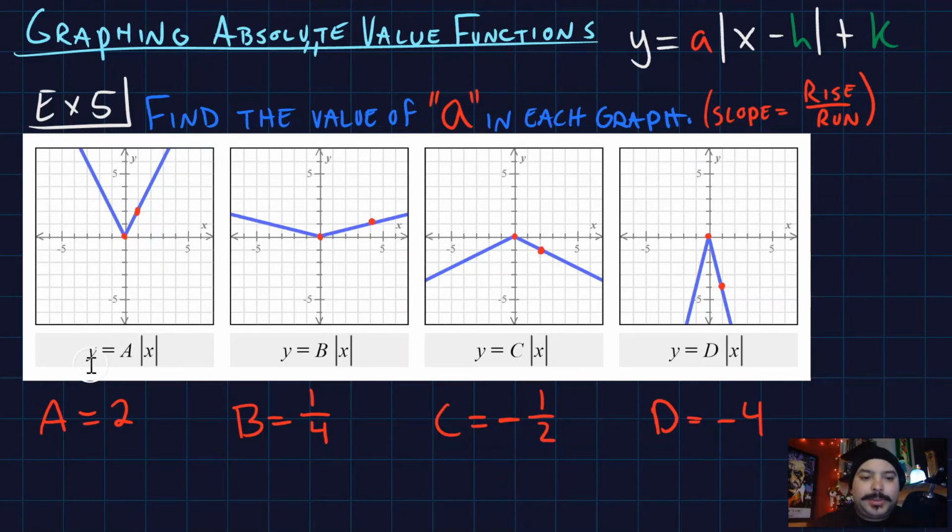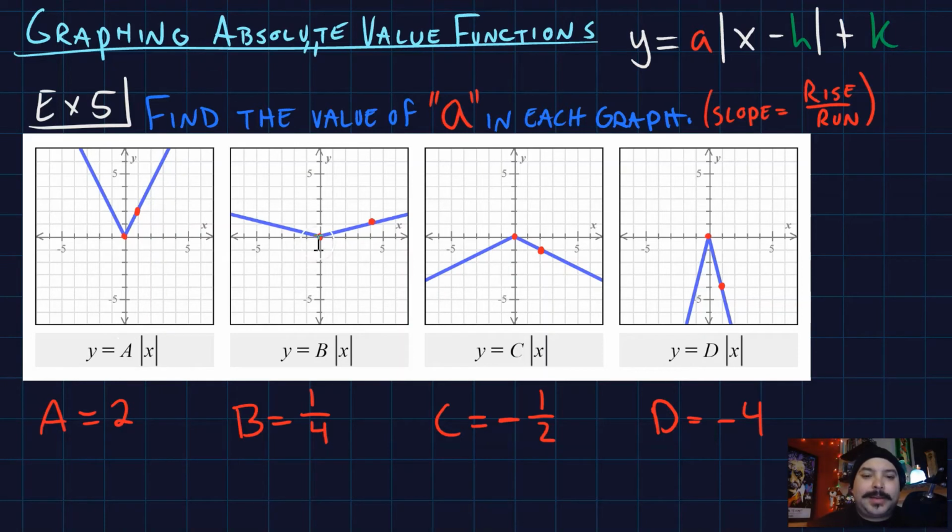In our first graph, we have y is equal to a times the absolute value of x. And to figure out the value of a, all we have to do is figure out the slope of the right-hand side. In our case, if we go from one point to the next, we can see that the slope is up 2 to the right 1, up 2 to the right 1, which means our slope is equal to 2. So in this case, a equals 2, just the slope of the right-hand side.